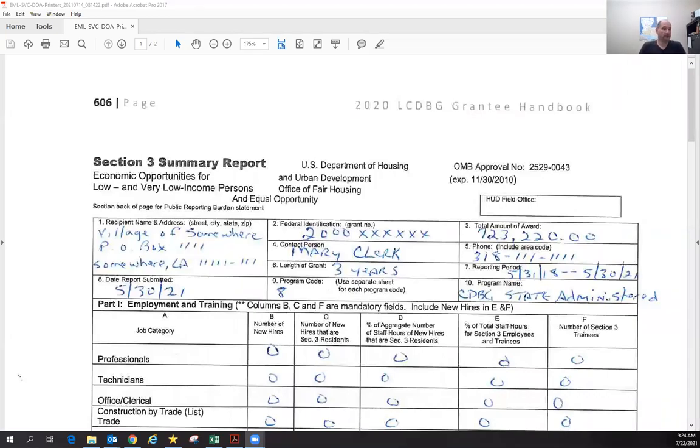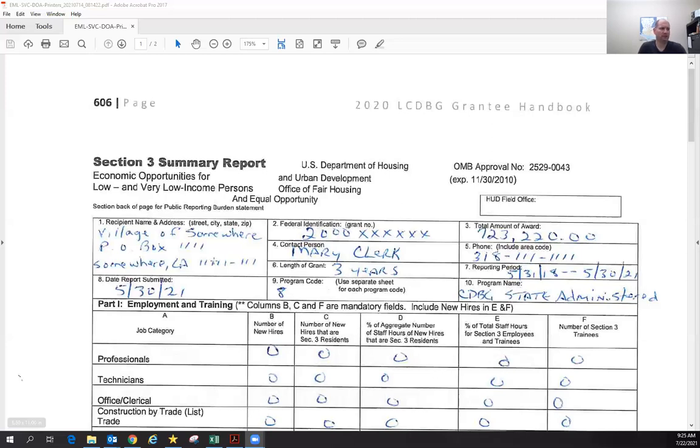This is Jimmy Martin with the Office of Community Development. We're going to talk about Section 3 summary reports. These are for grants that are prior to the 2021 grants. So any grant that is 2020 or back would require the Section 3 summary reports. If you have a 21, it's going to be a different reporting category. But we'll just go through the Section 3 summary report for the older grants.